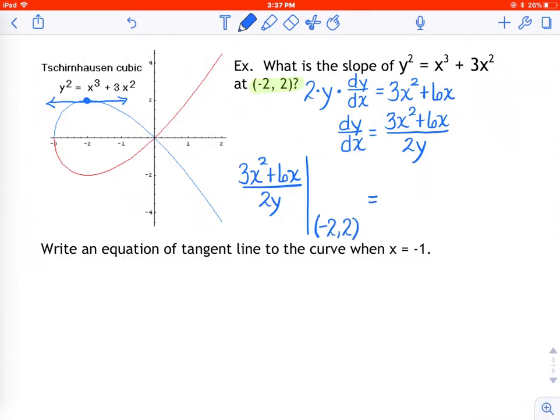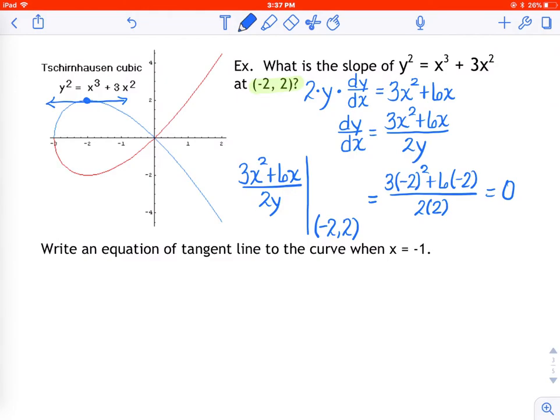When we plug all that in, and again, go ahead, stop the video, do the calculations, and see if you can come up with the same thing that I do. You end up with a slope of 0, which certainly seems reasonable at that point. The next test asks us to go even farther and to write the equation of a tangent to the curve when x is negative 1.